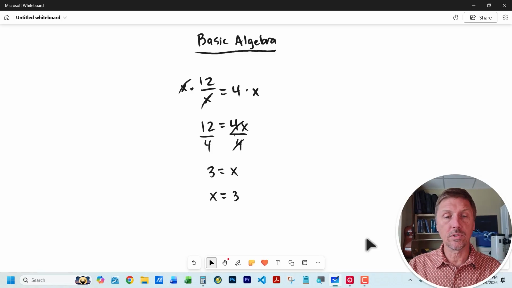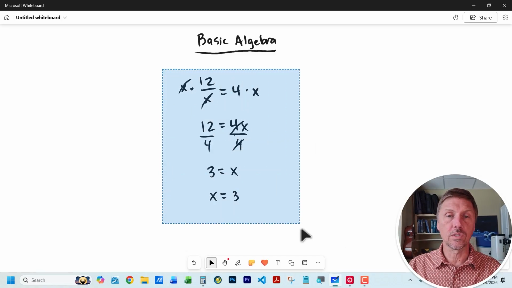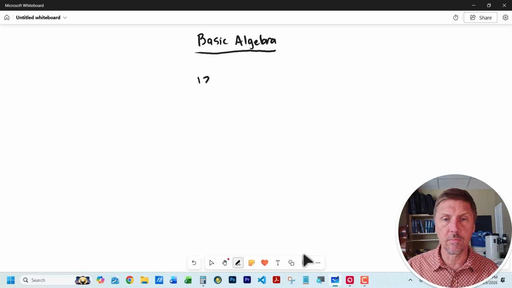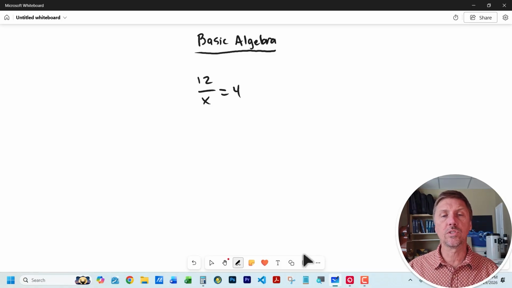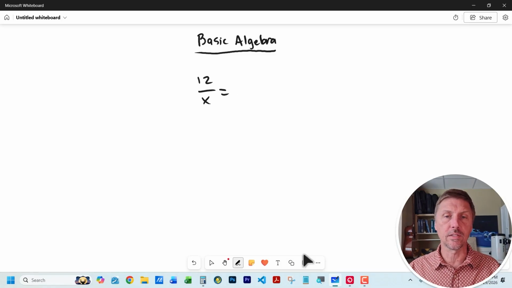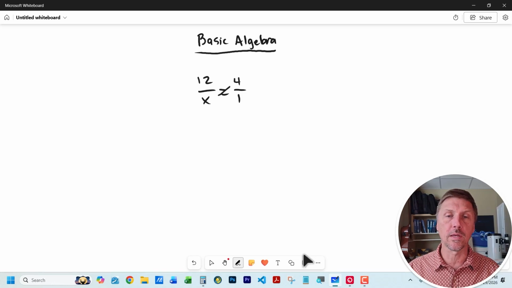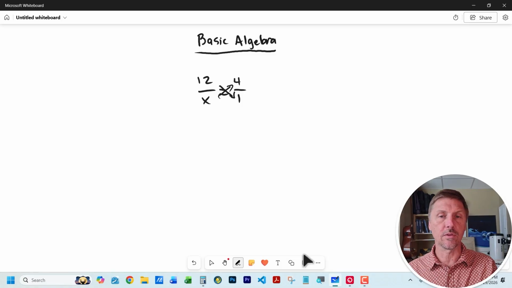If you don't like that version, some of you learned how to do this using cross multiplication. So let's just refresh your memory on that. 12 over x equals 4. With cross multiplication, what you do is you think of both sides as fractions. And so we're going to think of the right side, sorry, as 4 over 1. And we're going to cross multiply, which means we're going to multiply these two together, and we're going to multiply these two together here, right? And say they're equal to one another.